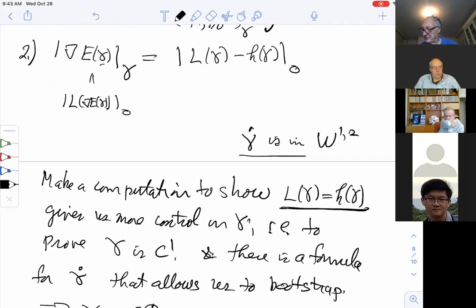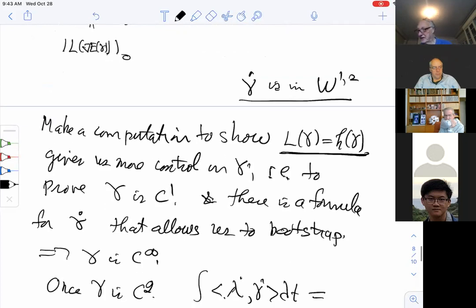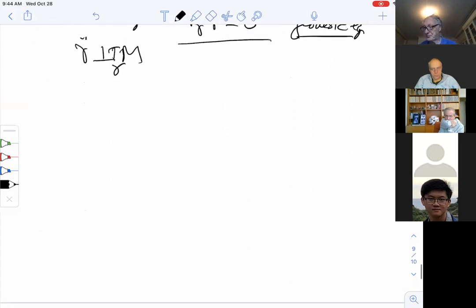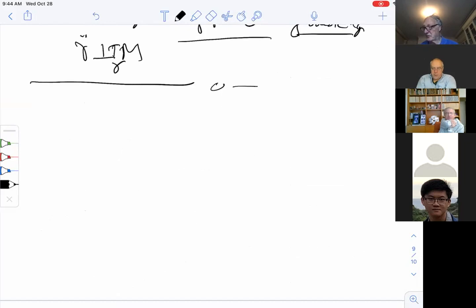W1,2. So in fact, what you end up proving using this equation is that not only is gamma in W1,2, but gamma dot, which a priori is just in L2, is itself in W1,2. That implies gamma dot is continuous in particular and has an L2 derivative. That means gamma is C1 and has an L2 second derivative, and that's how you start the bootstrap operation. Okay, so that's what we're going to do.